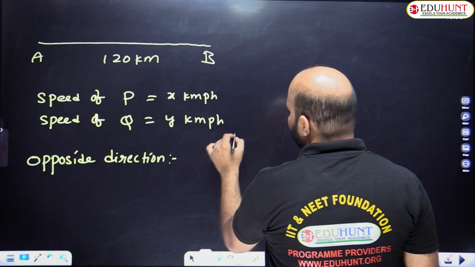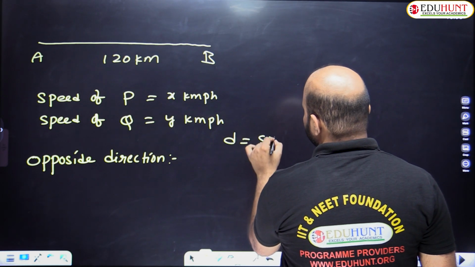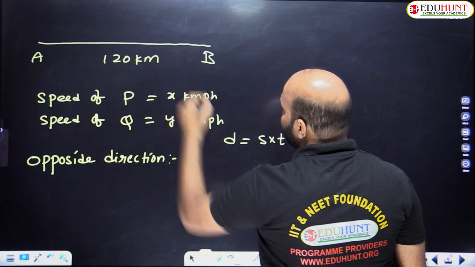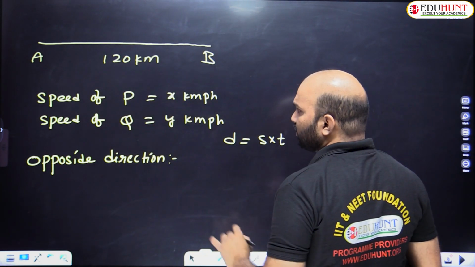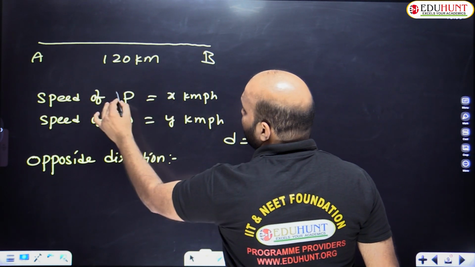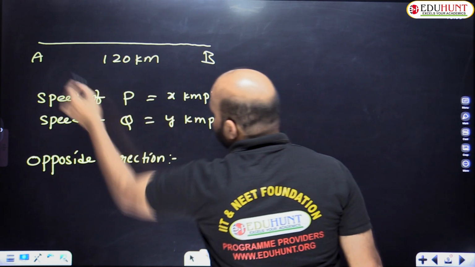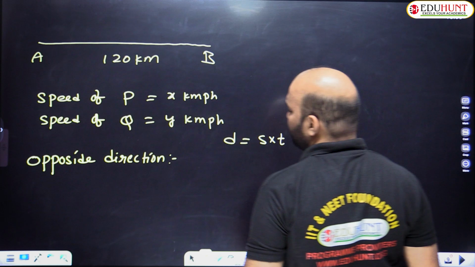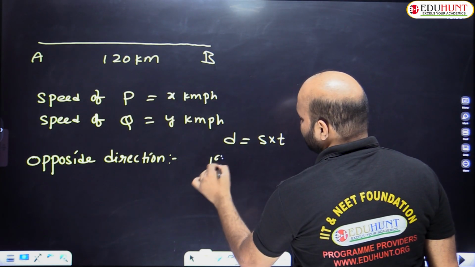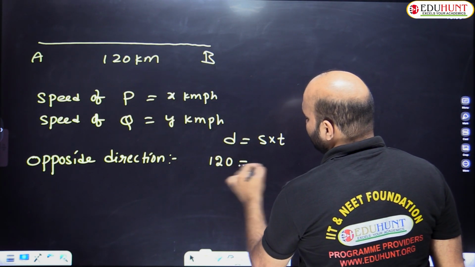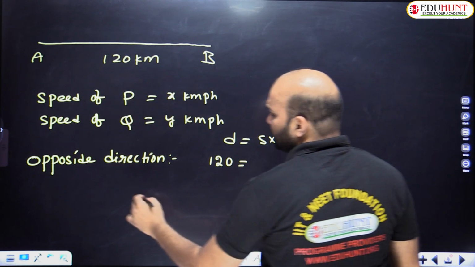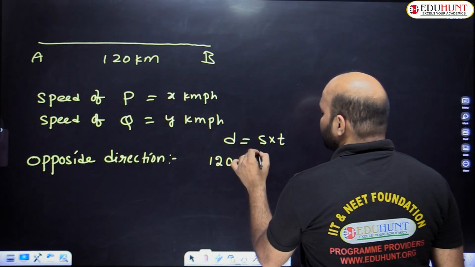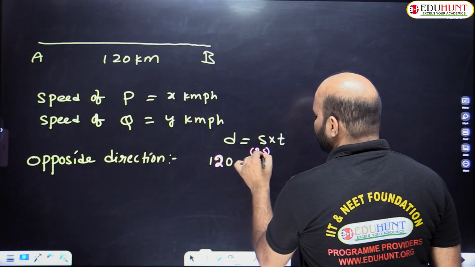Actually, the formula is distance equals speed into time. Am I clear? So clearly, if it is the opposite direction, with the distance between A and B already given, car P starts at place A and car Q starts at place B, so both are moving in opposite directions. The distance given is 120 kilometers. If it is moving in the opposite direction, then which speed is taken? Relative speed, because they move in opposite directions.